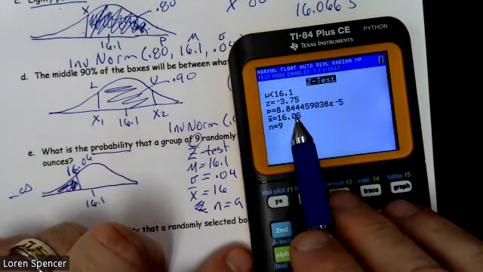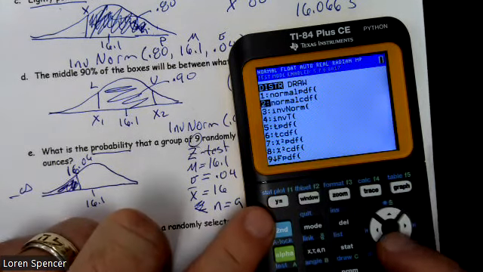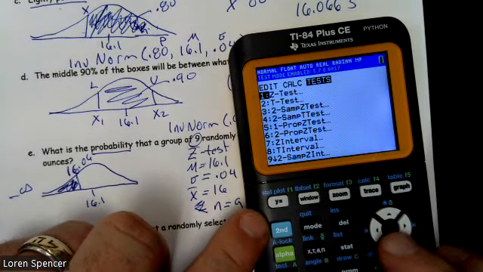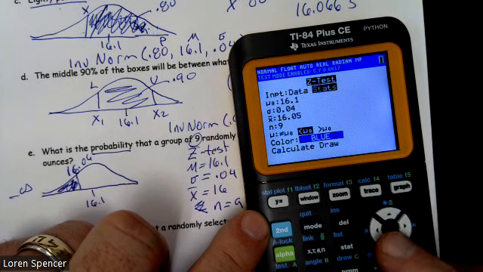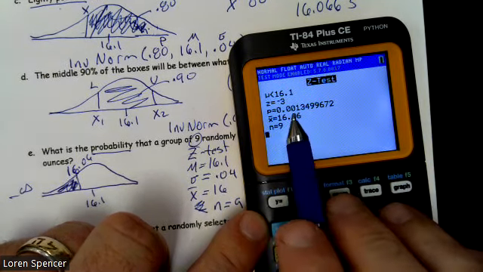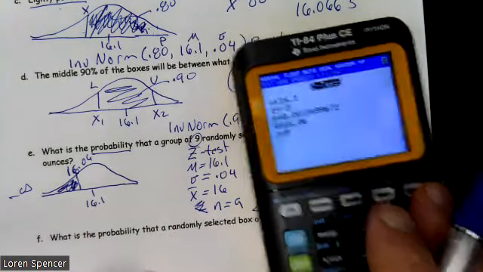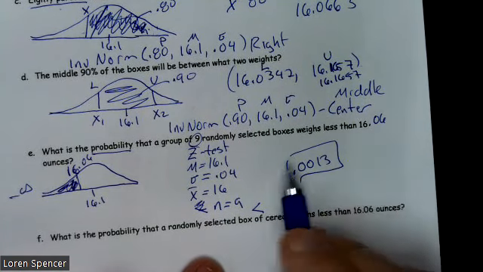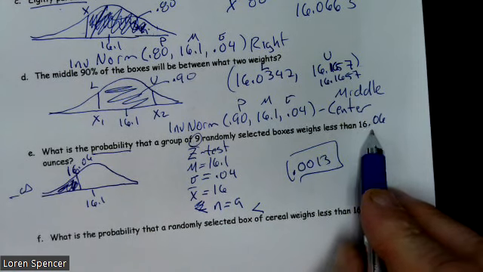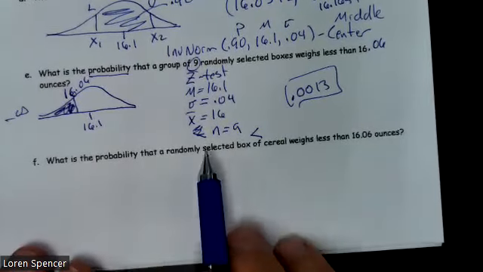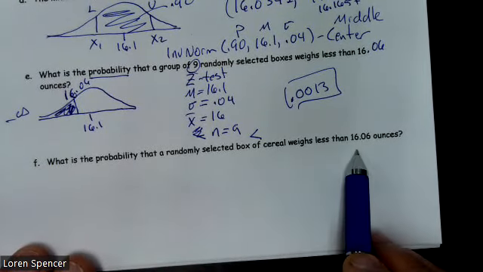And we get a super, super small probability. I mistyped the number. I just checked it and it came up with the wrong number. Yeah, I typed in 16.05. It should have been 16.06. There we go. We still get a super small number, but that's what I was looking for. 0.0013. So not very likely that it's going to be less than 16.06 for a group of 9. All right. Finally, what's the probability that a randomly selected box of cereal weighs less than 16.06?